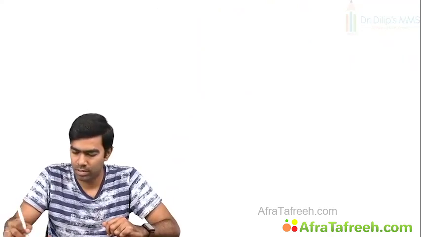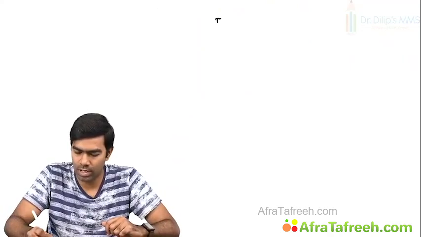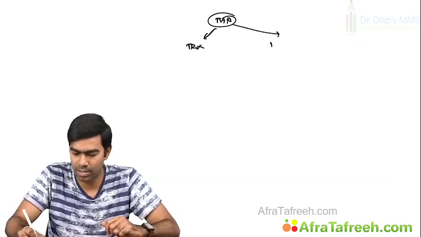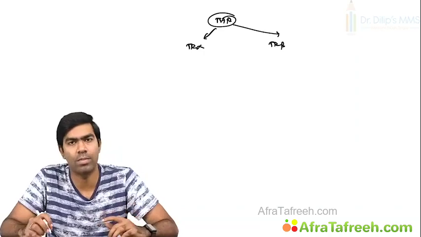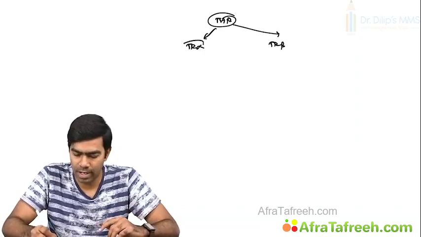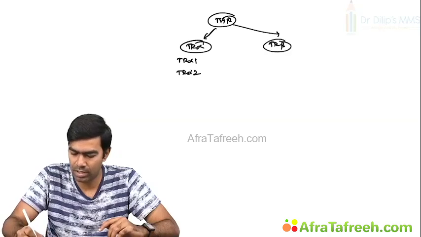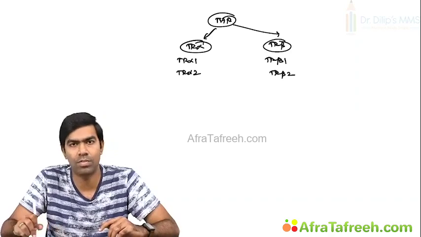As I told you before, the thyroid hormone receptors are divided into two. One is called TR alpha type and the second is TR beta type. All are nuclear type of receptors only. TR alpha is again divided into TR alpha 1 and TR alpha 2, and TR beta is again divided into TR beta 1 and TR beta 2. These are the 4 different groups of receptor.